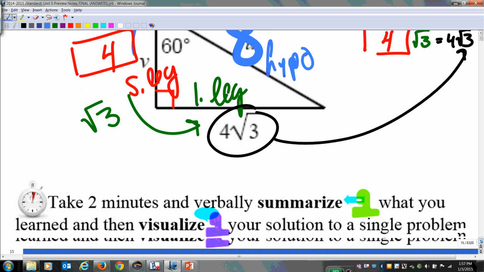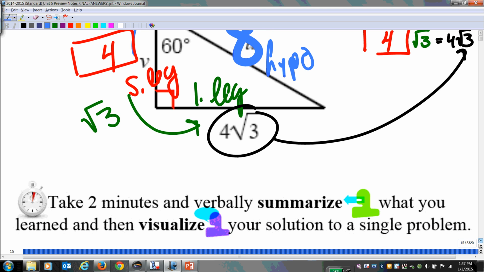Now what I recommend is you take 2 minutes of your own time and verbally summarize what you've learned and then visualize your solution to a single problem.